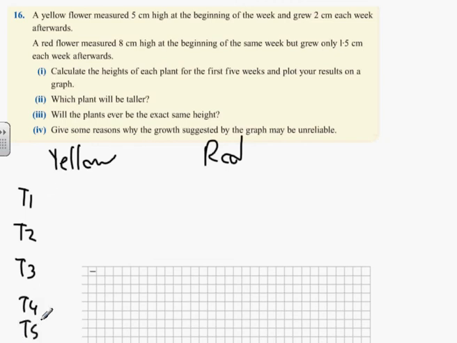Now here's the difficult thing, okay? We're going to let T1 be the height of the plant at the beginning. So what's the height of the plant at the very beginning? 5. And the other one? 8. Alright, keep adding on 2's. 7, 9, 11 and 13.